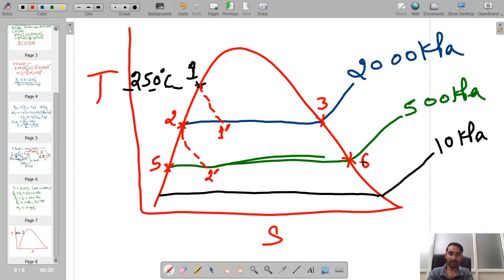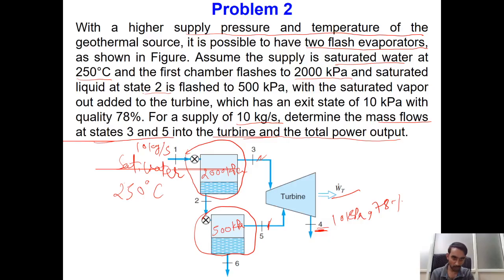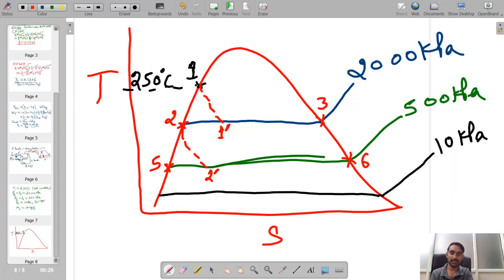Then, for points 3 and 6, sorry, I think I have drawn these points wrongly. Let me check with the block diagram. In the block diagram, point number 5 corresponds to the vapor and 6 corresponds to the liquid. So what I have to do over here, let me take the eraser first.